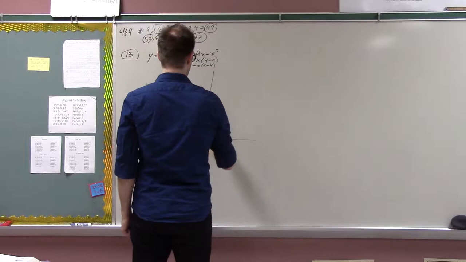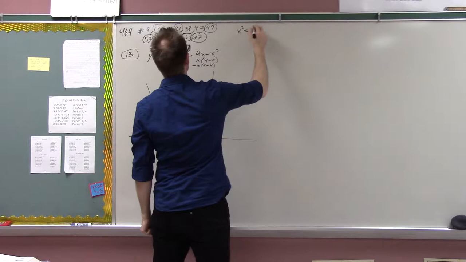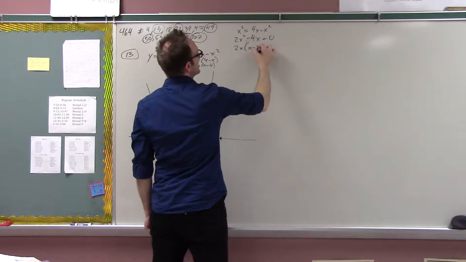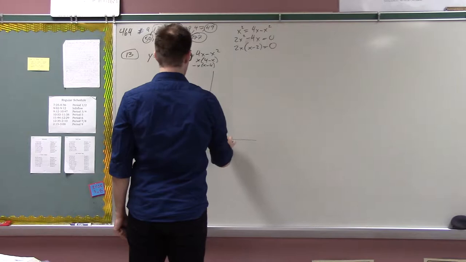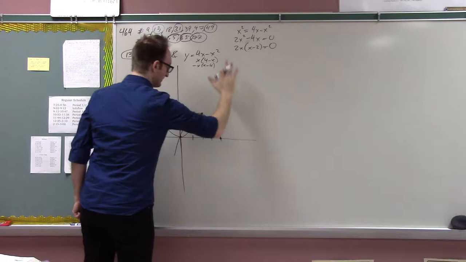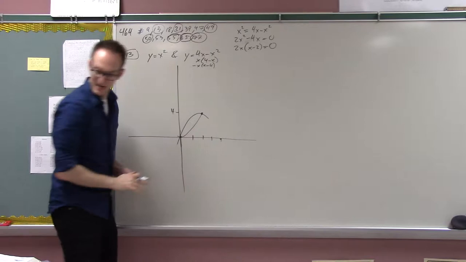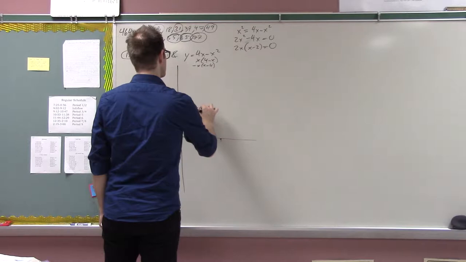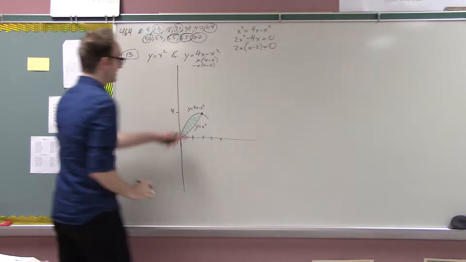Where do these curves intersect? That's the thing that you have to do. When is x squared equal to 4x minus x squared? Well, it's going to happen when 2x squared minus 4x is 0. So that's 0 and 2. And when x is 2, y is going to be 4. And so I have this beautiful situation developing. It turns out that the only region that I care about is this one. So it's important to make an accurate picture. Label your picture, which I forgot to do. So this is y equals 4x minus x squared on top, and this is y equals x squared on the bottom, and this shaded region is the region.